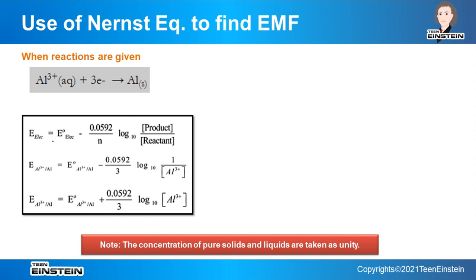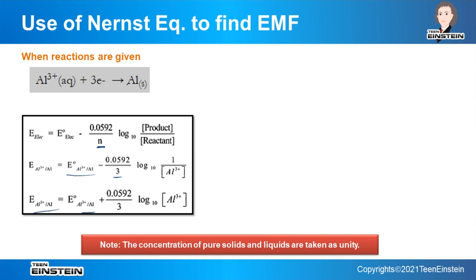So E cell, or E electric, whatever, is equal to E naught cell, then 0.059 divided by n. Now the n value will be 3, and that is why in the next step it is written as 3. If the E naught value is given, you can put it in, but here it is simply written in this form. And in the product and reactant concentration, what will we write?